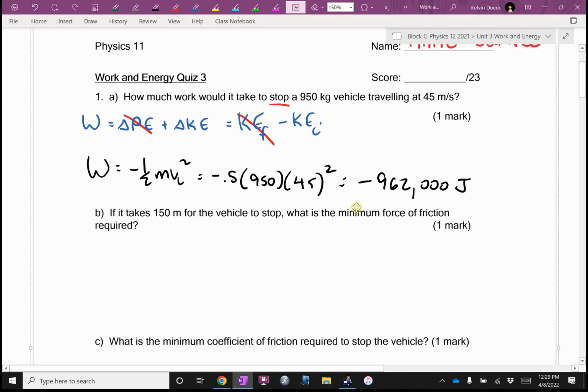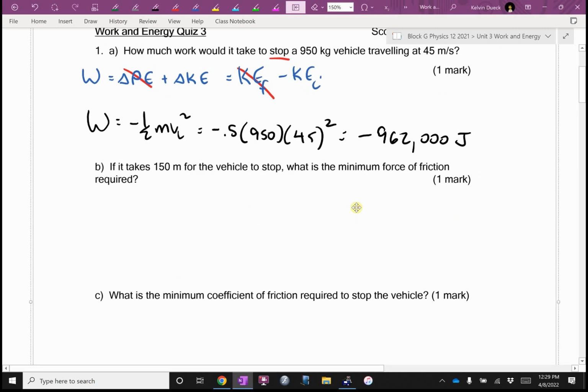If it takes 150 meters for the vehicle to stop, what's the minimum force of friction? Well, at first I thought, well, friction is mu times the normal force, but I don't see a mu. I could maybe do a free body diagram, but what did I find in part A? I found the work done in bringing it to a stop. What's doing that work? Friction is. So I actually started out by saying, oh, work equals work. Negative 962,000, although I'm going to use my answer button, equals negative force of friction times distance.